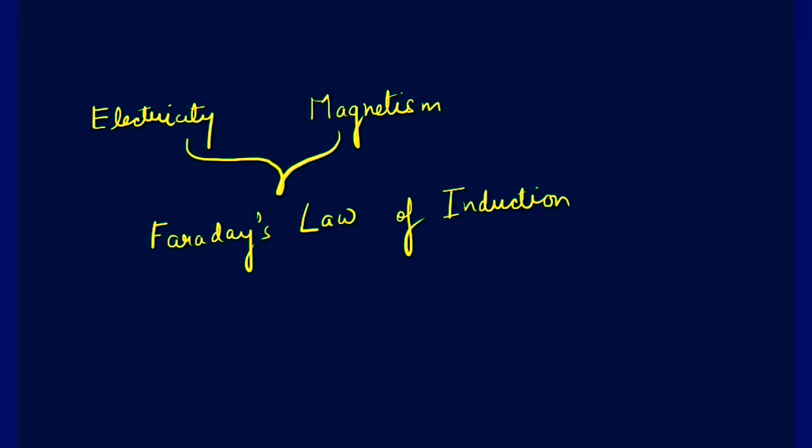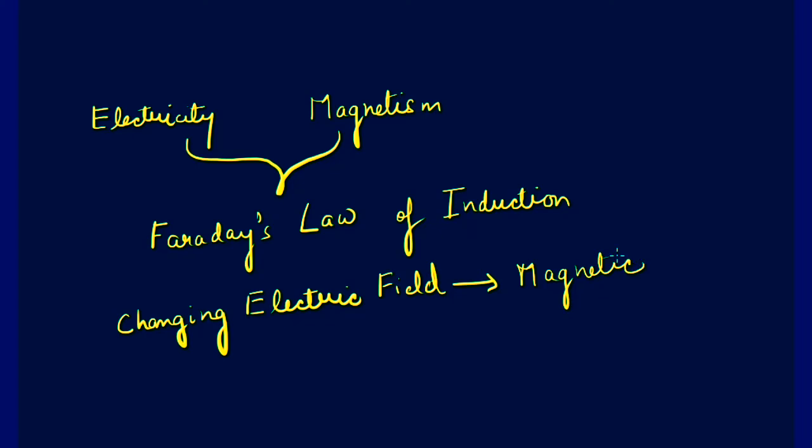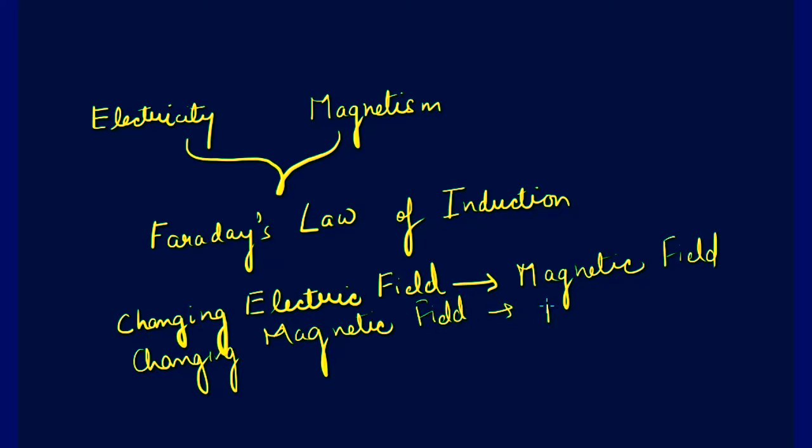And this relation was explained by Faraday's law of induction. This law says that if you have an electric field and you change it, so if you have a changing electric field, it will generate a magnetic field. And vice versa, if you change a magnetic field, it will generate an electric field. But the question is, how do you change the electric field?